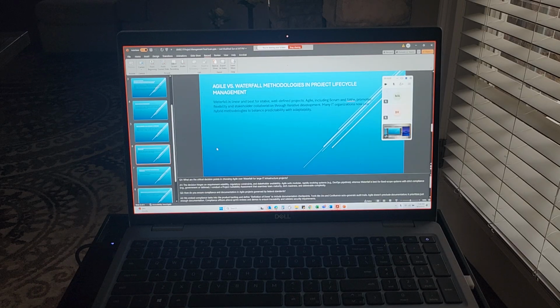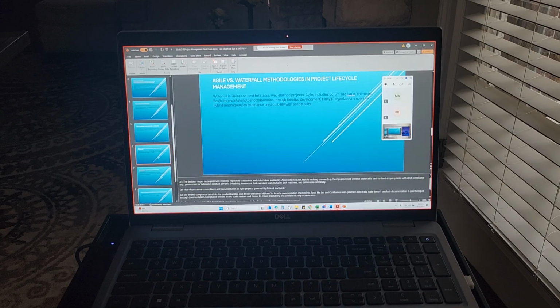Agile suits modular, rapidly evolving systems, e.g., DevOps pipelines, whereas waterfall is best for fixed-scope requirements with strict compliance, e.g., government or defense. We like to conduct a project suitability assessment that examines team maturity, tech readiness, and deliverable complexity. Okay.